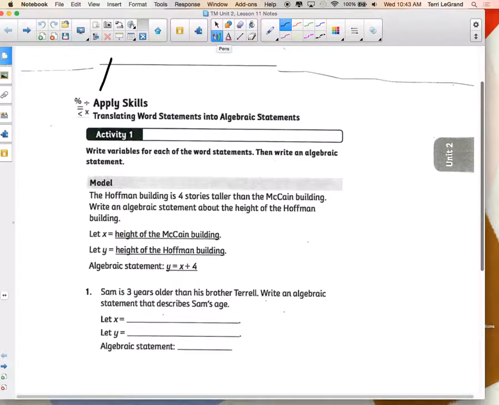Maybe somewhere up at the top here, just write notes so you know what this page is about. I don't think it's a worksheet or something, okay?